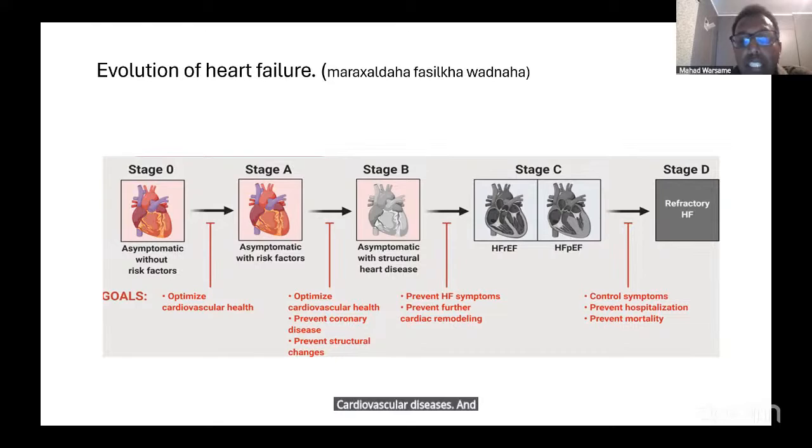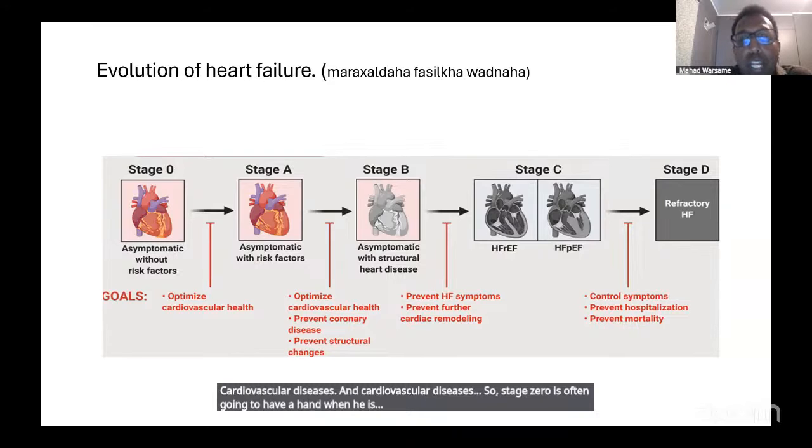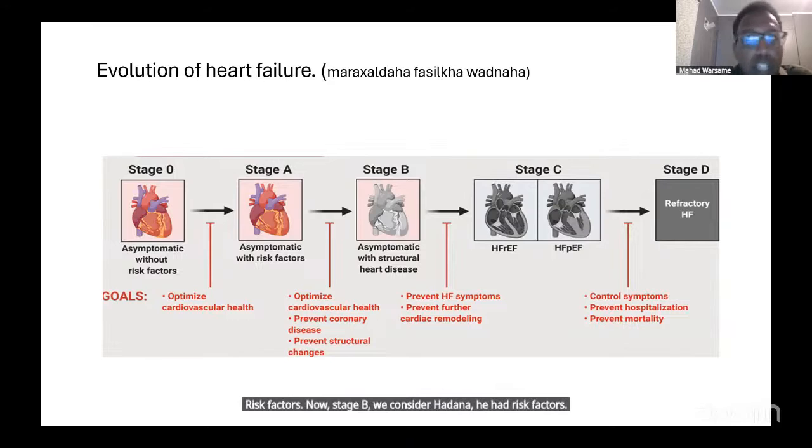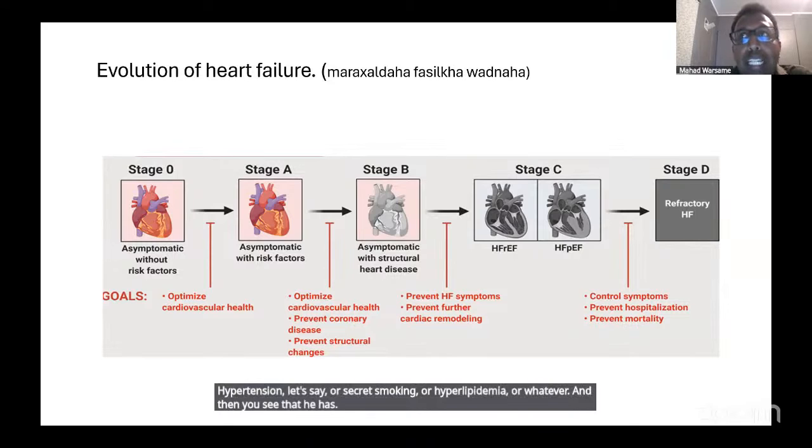And cardiovascular disease progresses through stages. Stage 0 is when he doesn't have risk factors and he doesn't have symptoms. Stage A is when he has risk factors, such as smoking, or hypertension, or diabetes. So he has no symptoms in stage A, but he has risk factors. Now stage B: he had risk factors, hypertension let's say, or cigarette smoking or hyperlipidemia or whatever, and then you see that he has organ injury.